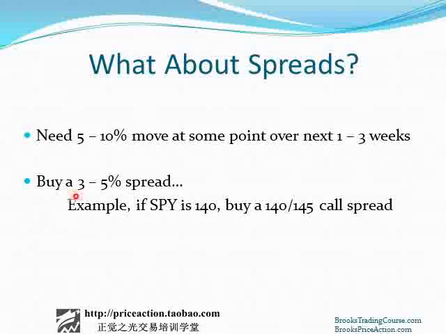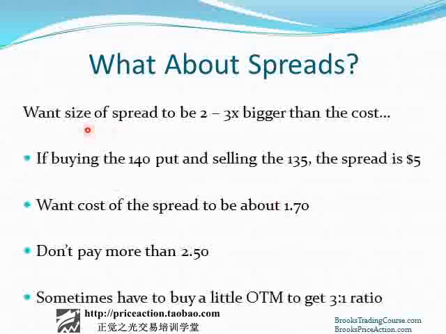For example, let's say you buy a 3 to 5% spread, where the strikes are 3 to 5% apart. So let's say the SPY's at 140, and you buy a 140, 145 call spread. So you buy the 140 call, and you sell the 145 call to help finance the cost of the purchase. In general, when you're buying a spread, you want the space between the strikes to be 2 to 3 times bigger than the cost. So let's say you're buying a 140 put and selling a 135, the difference in price is $5, all right?